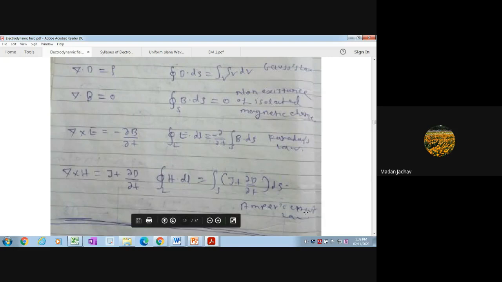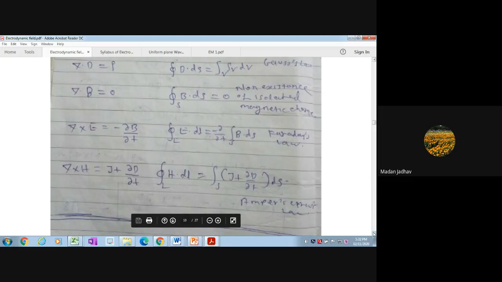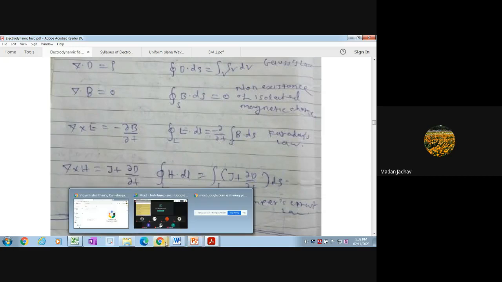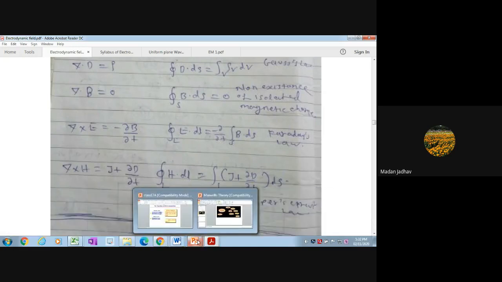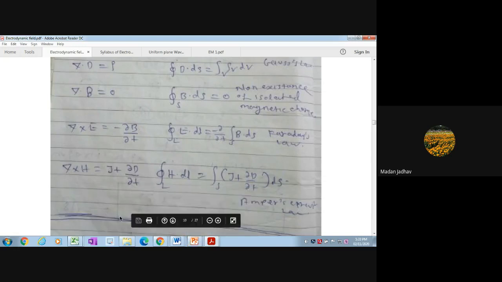Okay, now these are the Maxwell's equations and its interpretation. Now we see what the boundary conditions are. This is also one of the points we have to discuss today, the boundary conditions. The boundary conditions are the equations satisfied by the electric field and magnetic field at the interface of the two media.